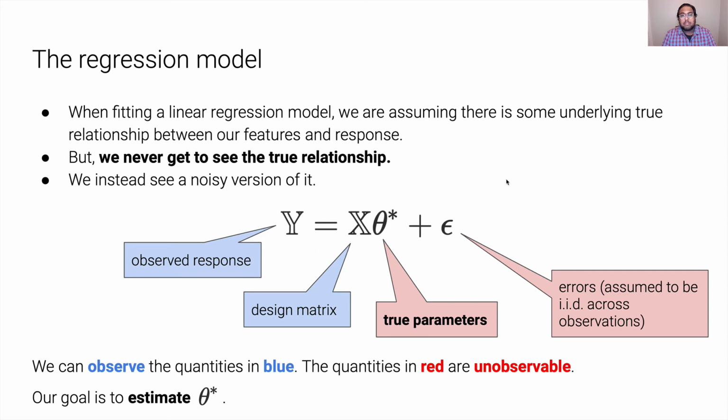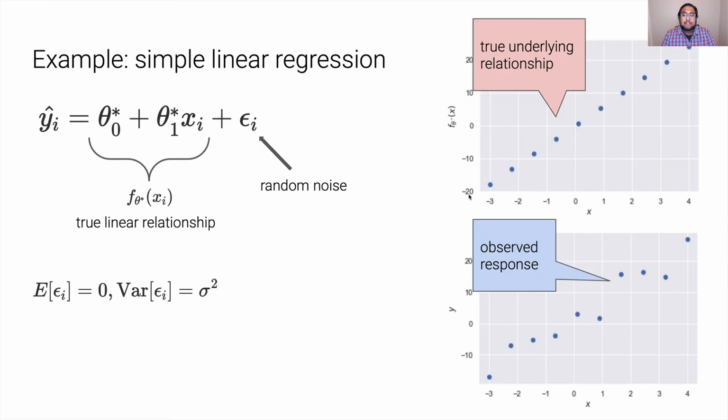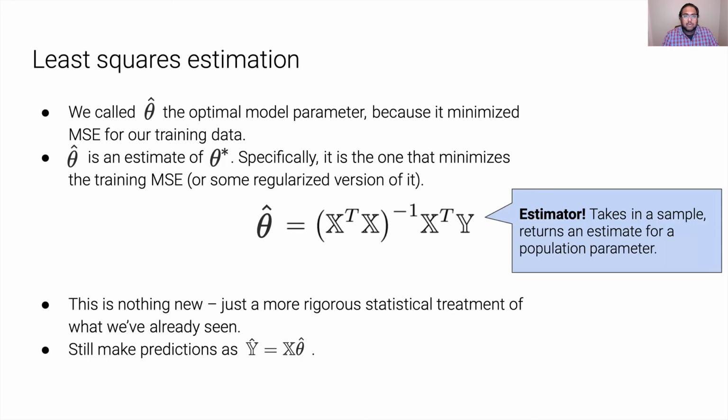Our goal when performing linear regression is to estimate theta star to the best of our ability, because theta star defines the underlying linear relationship between our inputs and our outputs. And this is what we've been doing all along. We called theta hat the optimal model parameter because it minimized mean squared error or regularized mean squared error on our training data. Theta hat, the way we've defined it, is actually an estimate of theta star.